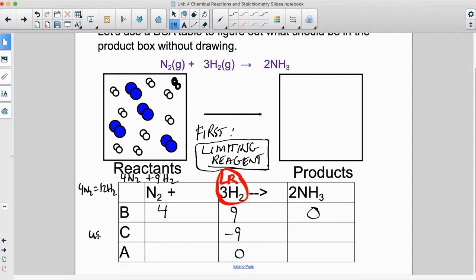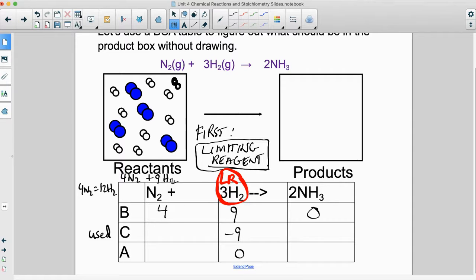Remember, our change line was used based on the limiting reagent. So now let's go back. If I use up all 9 H2s, how many N2s do I need? I can take a look at my ratio again. For every 3 H2s, I use 1 N2. So I can either just take a third of my 9, or I can set up a proportion.